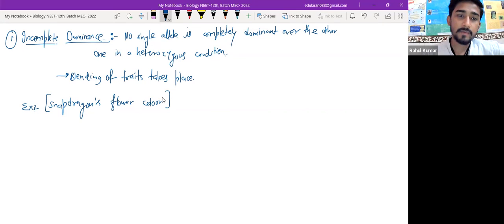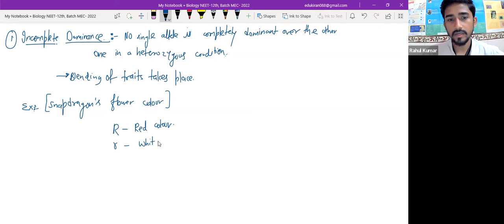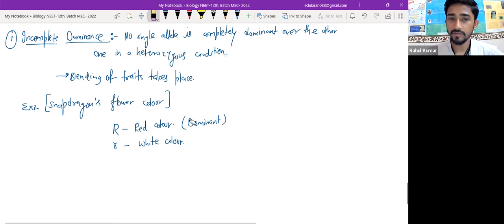Snapdragon's flower color has two alleles for the gene. If it is capital R, then it is for red color, which is the dominant. And if it is small r, it is for the white color. Now this one should be a dominant one and this one should be a recessive one, right? Normally, following the law of dominance, one should be dominant and one should be recessive, correct?